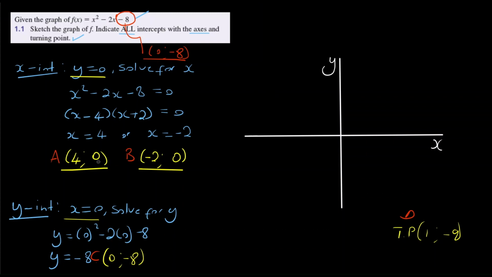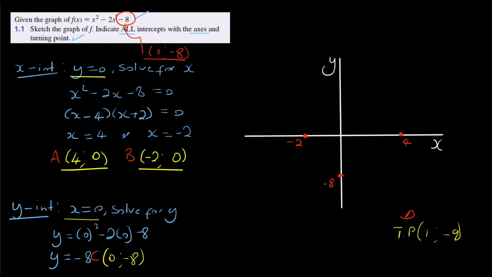So 4 comma 0 lies on the right hand side of the Cartesian plane where x is positive. And negative 2 comma 0 lies on the left hand side of the Cartesian plane where x is negative. 0 comma negative 8 lies at the bottom of the y-axis where y is negative.